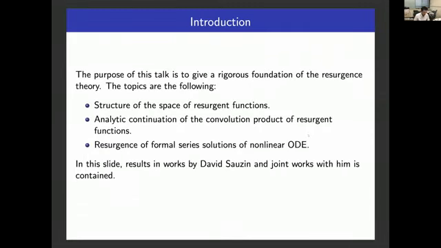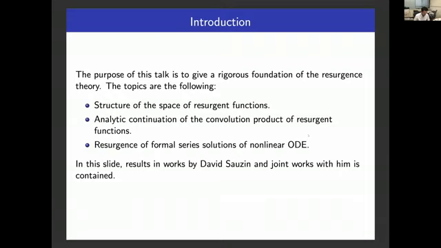As is well known, especially for the participants of this seminar, resurgence theory was initiated by Jean Écalle in his famous book, The Resurgent Functions, in 1981. His theory is very powerful and very elegant.